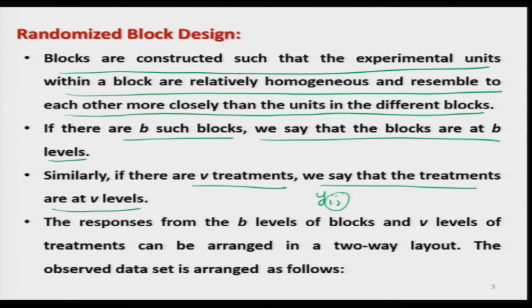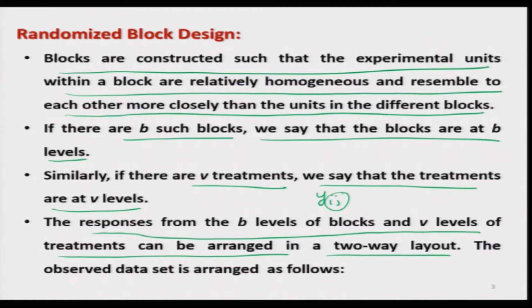So, now we are getting the observations or responses from the different levels of blocks and different levels of treatments, which are here B and V respectively. So, all these observations can be arranged in a two-way layout, and this observed data can be arranged as follows.